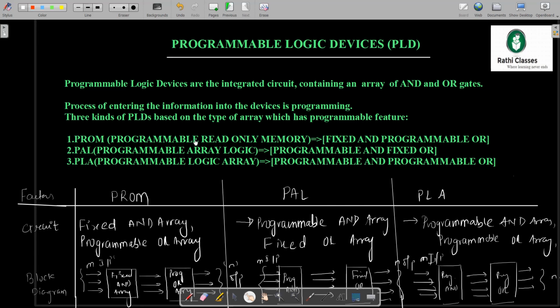So what is the major difference? In PROM, the AND array is fixed and the OR array is programmable. In PAL, that is programmable array logic, we have a programmable AND array and a fixed OR array. And similarly for PLA, as it is programmable logic array, that means both AND and OR need to be programmable. So let us talk about certain differences between PROM, PAL, PLA.